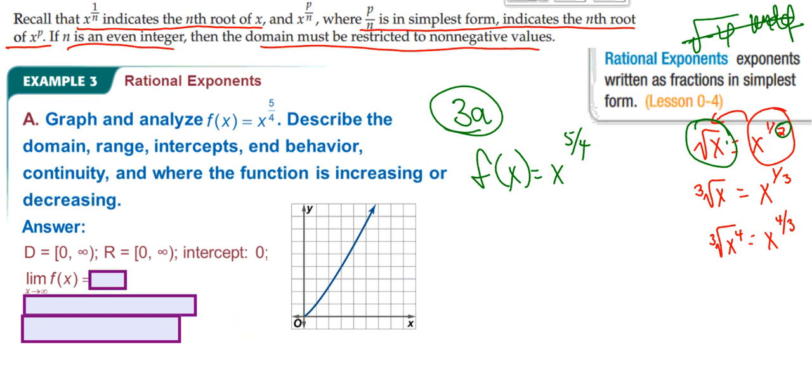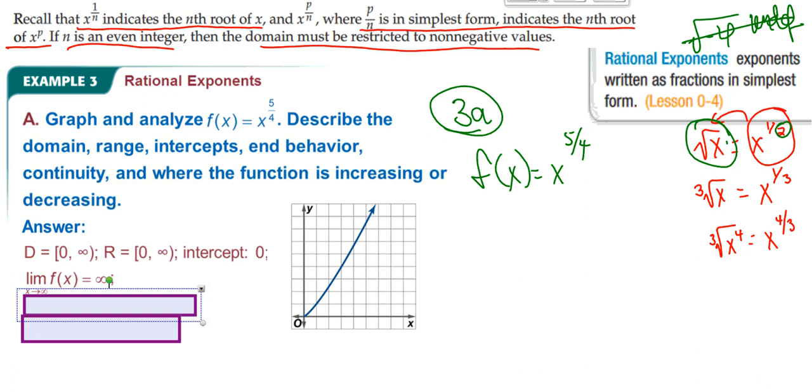We only look at right end behavior. And if this goes to infinity, y is going to positive infinity as well. So the limit of f of x as x goes to infinity is infinity. And then continuity, this actually is continuous on its whole domain.